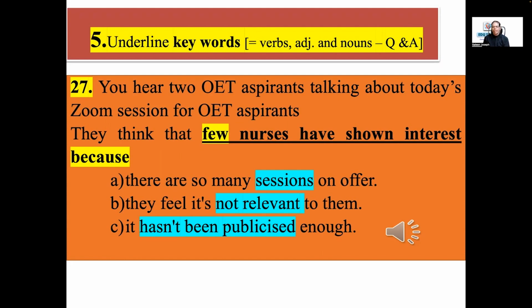It hasn't been publicized enough means we haven't posted the notice in all the empowering groups, or we haven't published it in the main platform. So just listen to the audio and try to understand what is the reason, which is the correct option.